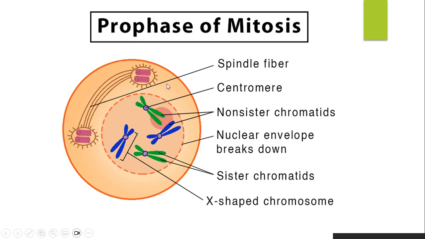All right, so these are your spindle fibers. That's the centromere, right? This little blue thingy is a centromere. Non-sister chromatids. So these are non-sister chromatids, 1, 2, non-sister. This is the nuclear envelope, which breaks down. As you can see, it's breaking down. These are sister chromatids. All right, so these two together are sisters, but the green and the blue one are not sisters. This is an X-shaped chromosome. It looks like an X, right?